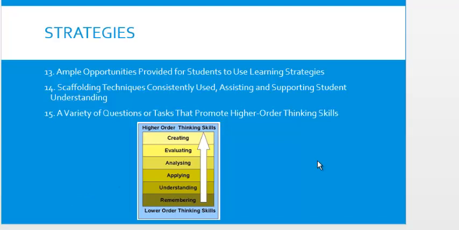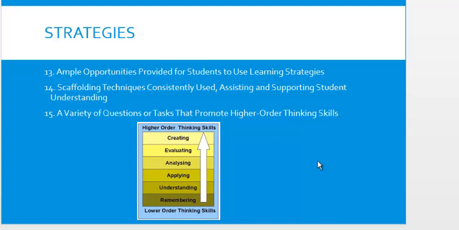Some other strategies that you'll need to use while you're teaching are having ample opportunities for the students to use learning strategies. When you teach them how to, for example, take notes from a textbook, that shouldn't be an isolated event. Once you've taught that, you will give them more opportunities to use that strategy throughout the school year.